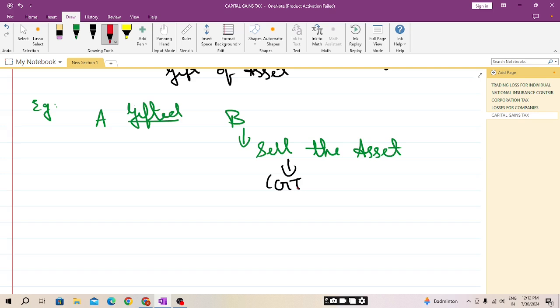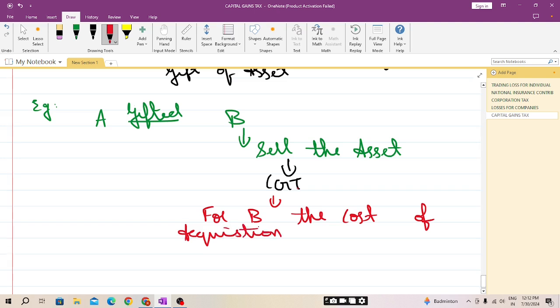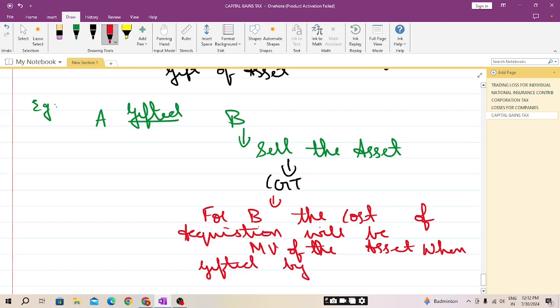So for B, the cost of acquisition will be the market value of the asset when it was gifted by A. Because B will sell it, for B the cost of acquisition will be the market value of the asset when it was gifted by A. I hope this is clear.